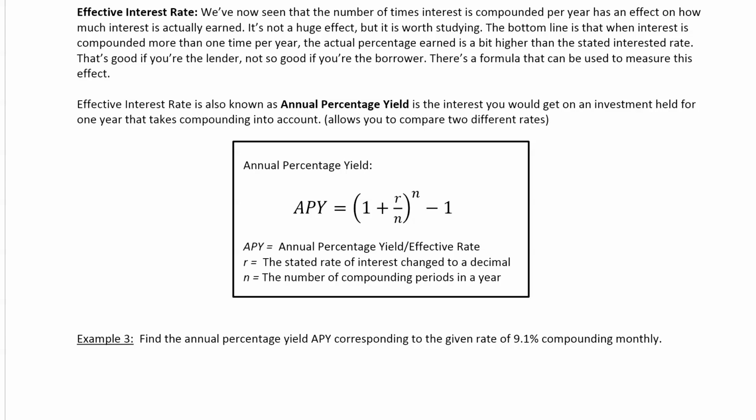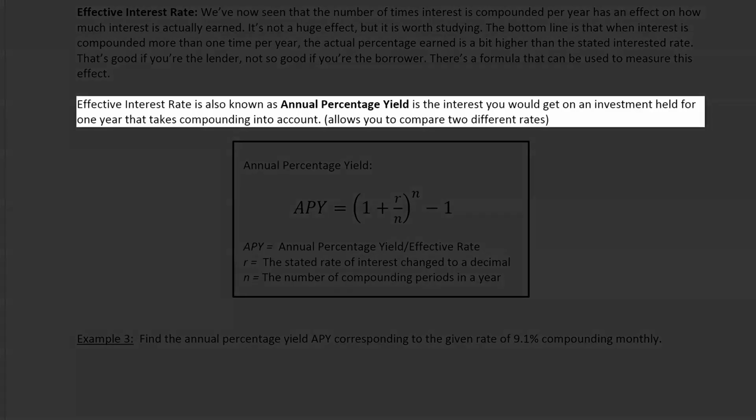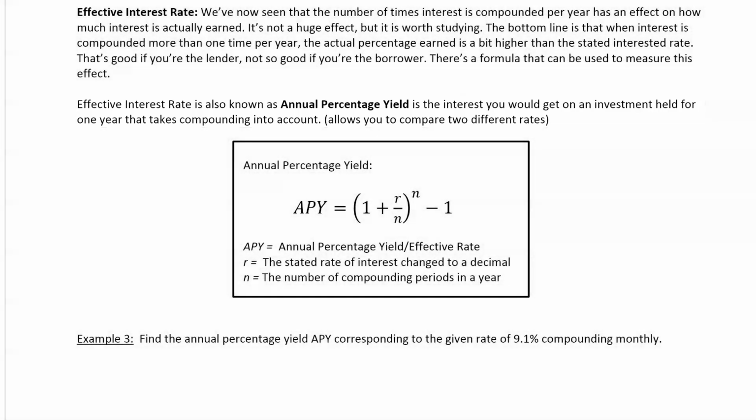How do we compare something that is compounded monthly versus another account that might compound something daily? The way to compare these values is to use something called the annual percentage yield, which is also called the effective interest rate. The annual percentage yield is the interest you would get on an investment held for 1 year that takes compounding into account.